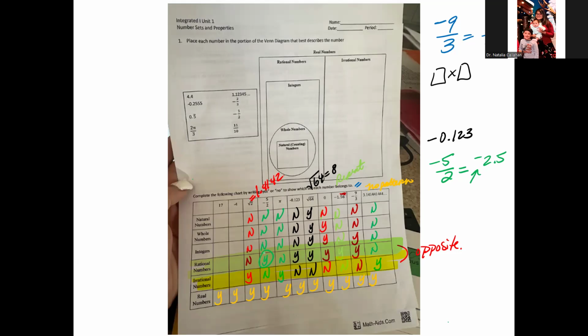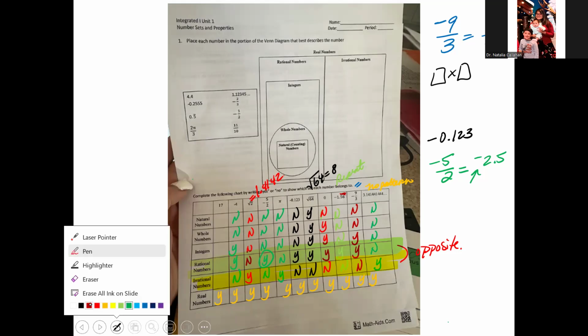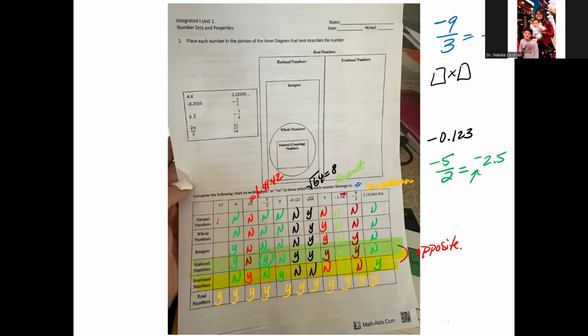Okay, next one. What do you have? -4. Okay, that's an integer, right? Yeah. So if it's an integer, it can't be a whole number because that circle is not in it, but it's a rational number, it's not an irrational, right? Yeah. Okay, next one. 17. It's a natural number, right? Yes, but no. Okay. All right, here we go.